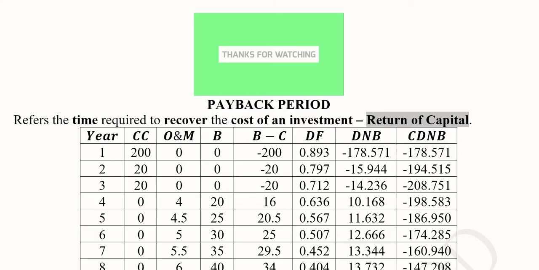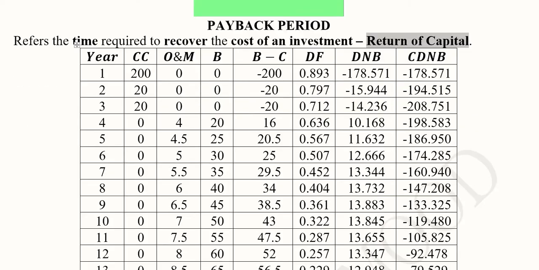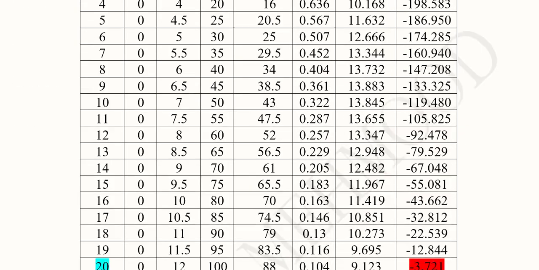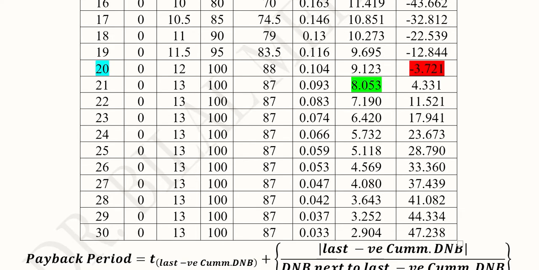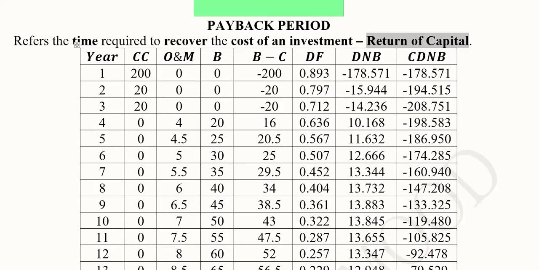How can we do this with the help of some empirical data? We have a project which is spanning over 30 years, and we have capital costs, we have operation and maintenance costs, we have benefits, and we have the difference of the two, which is the net benefit.